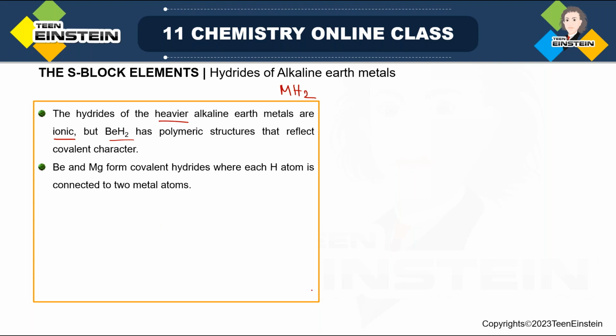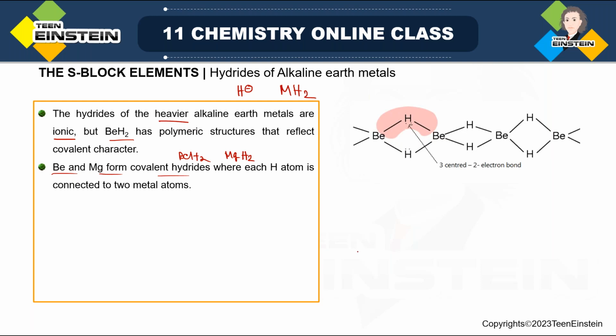Which reflects basically covalent character, because for an ionic compound what do you expect? You expect a crystal structure. But when there is a polymeric structure, obviously it is not ionic. So down the group ionic nature increases, and the first element's hydride BeH2 has a polymeric structure, which proves its covalent character. Be and Mg form covalent hydrides, that is BeH2 and MgH2 are covalent, where each H atom is connected to two metal atoms. Mg is 2+ and hydride means H negative.